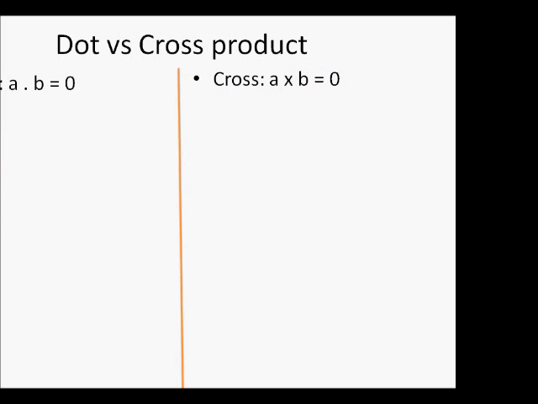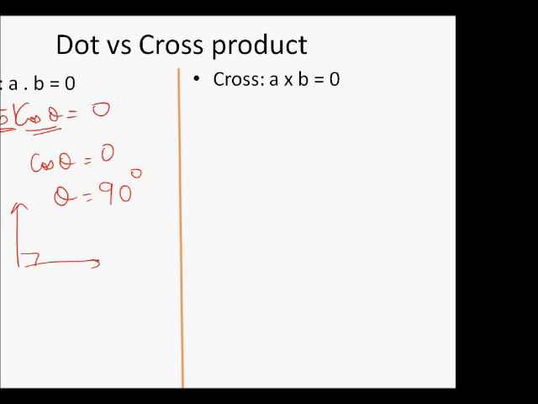And dot and cross product, what are some of the properties? A dot B equal to 0. What does it mean? Modulus A modulus B cos theta equals 0, right? It's obvious that modulus A and modulus B are not equal to 0 because we are considering non-zero vectors. So the only possibility is cos theta equal to 0. When is cos theta equal to 0? When theta is 90 degrees. That is when the two vectors are perpendicular to each other, then the dot product is equal to 0.